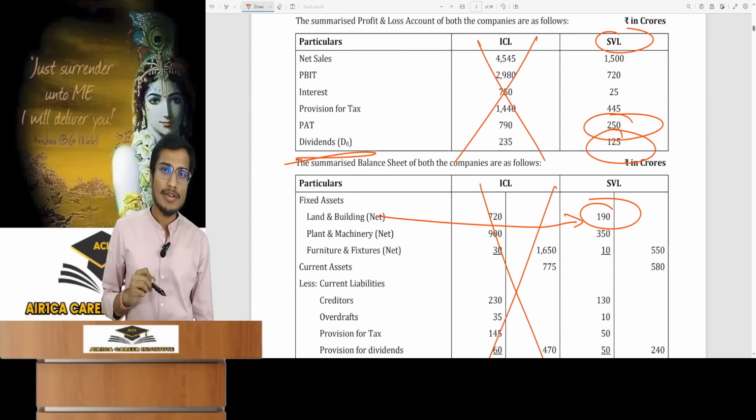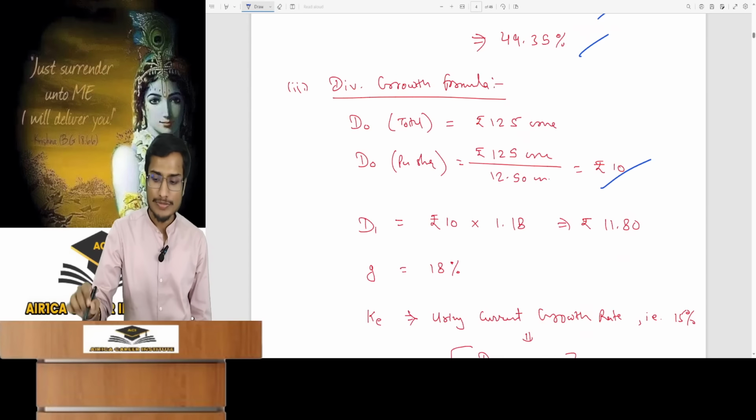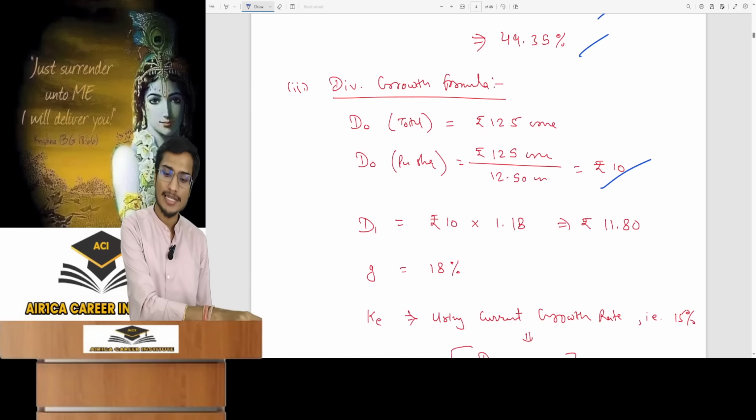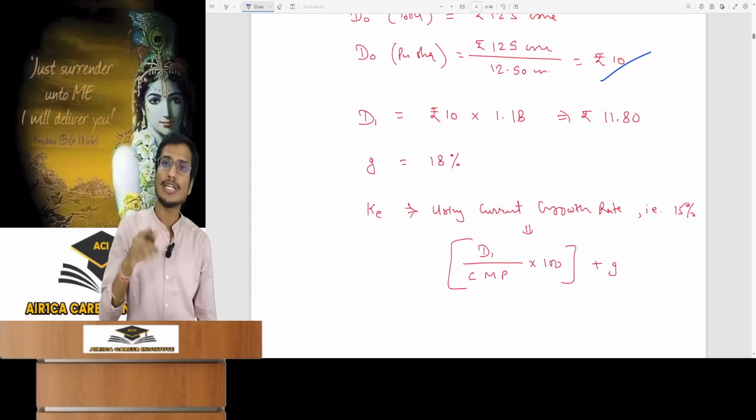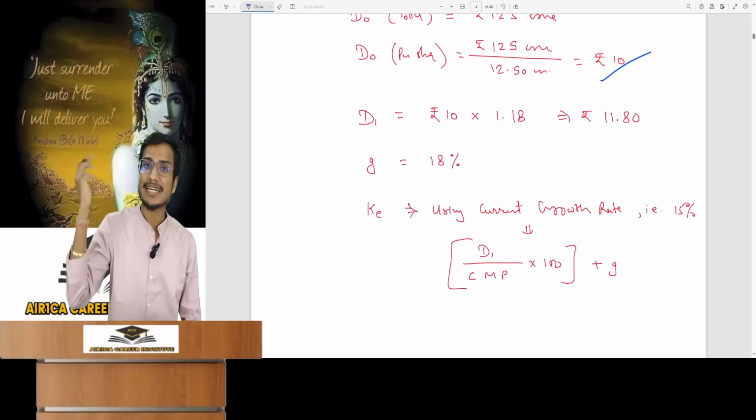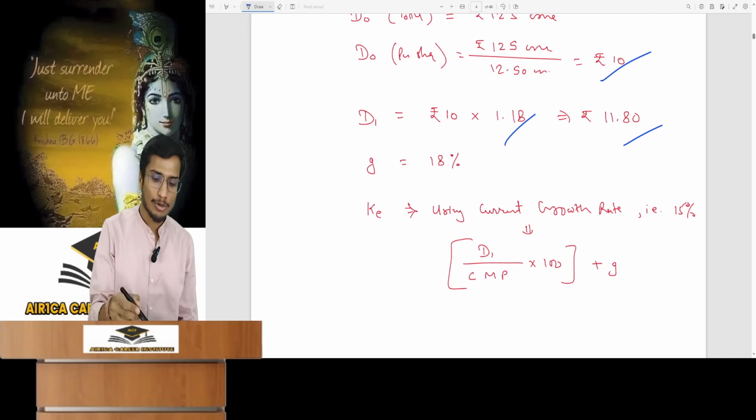This is the total amount given, so you can calculate per share by dividing by the total number of shares. It comes to 10 rupees. We need it per share. So you have dividend D0. We need D1, so add the growth, which one? They expected 18% after the merger. This gives the D1 growth rate.